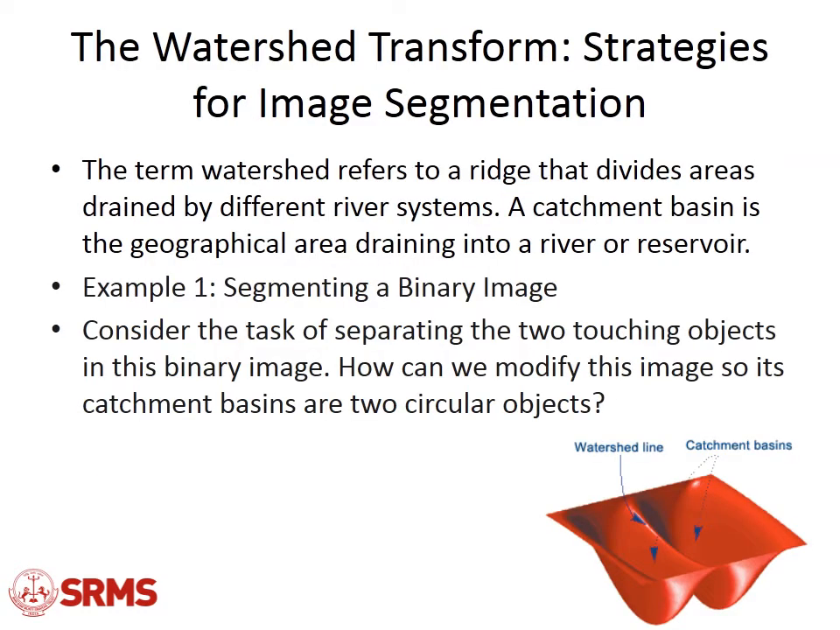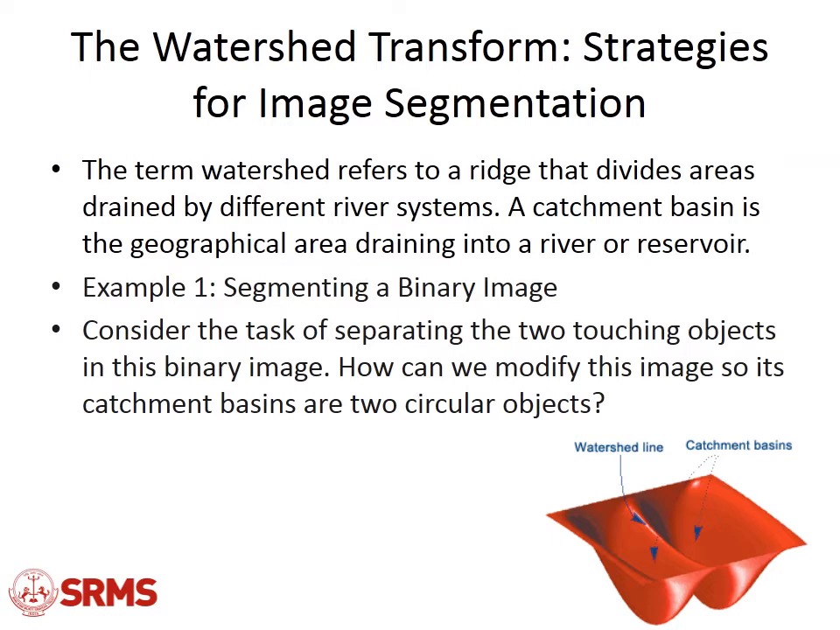The watershed transform strategy for image segmentation: the term watershed refers to a ridge that divides areas drained by different river systems. We can understand from the figure in the lower right corner that we have catchment basins formed, shown in a 3D diagram, and a river-like architecture can be defined there. A catchment basin is a geographical area drained into a river or reservoir by a flowing stream of the river, which can be upstream or downstream.